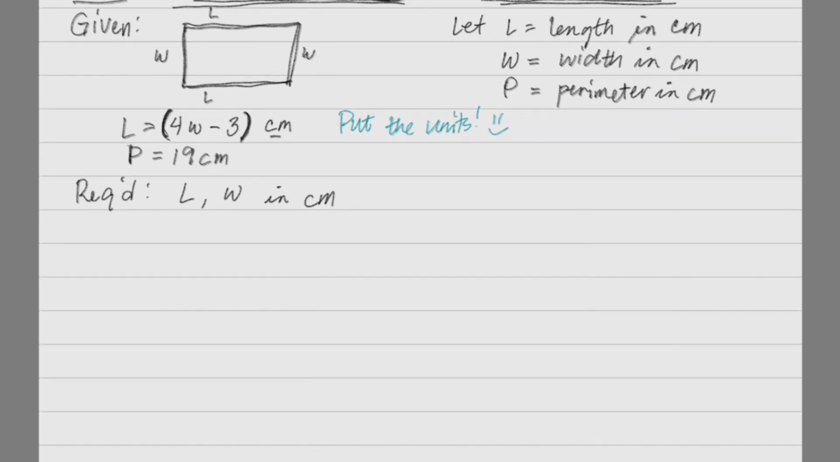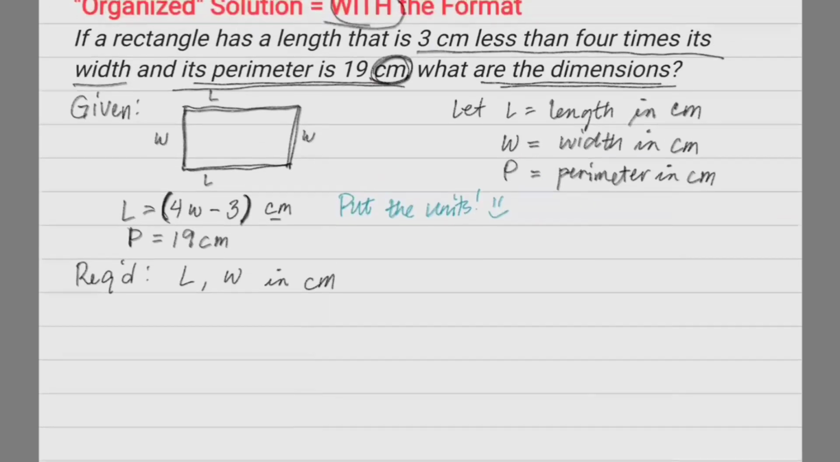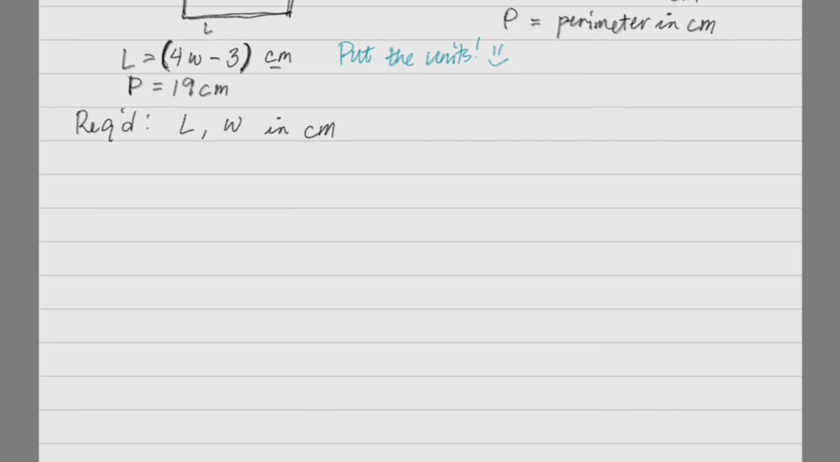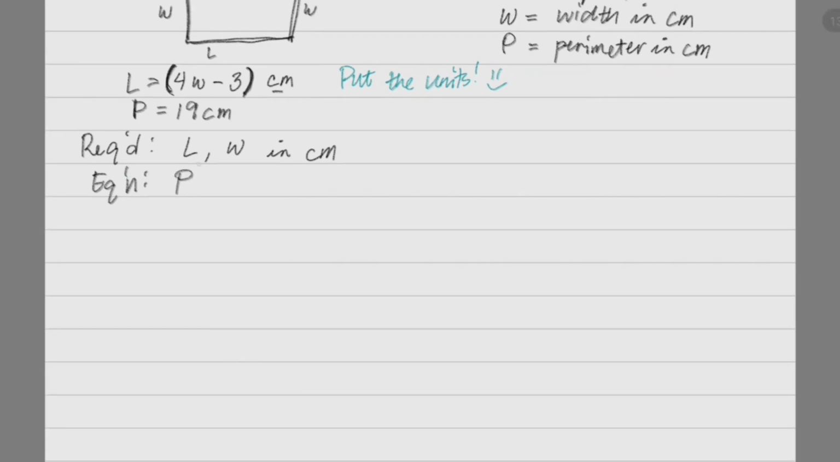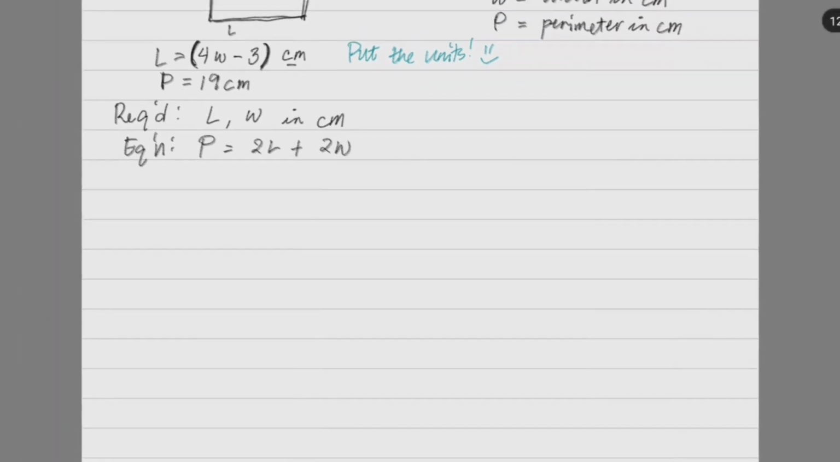So that is a numerical value, and it does not contain any variable. So we can just use that to equate the equation. We can use that to find the variables that we are looking for. So next is our equation. So the equation for the perimeter is 2 times the length plus 2 times the width, right?